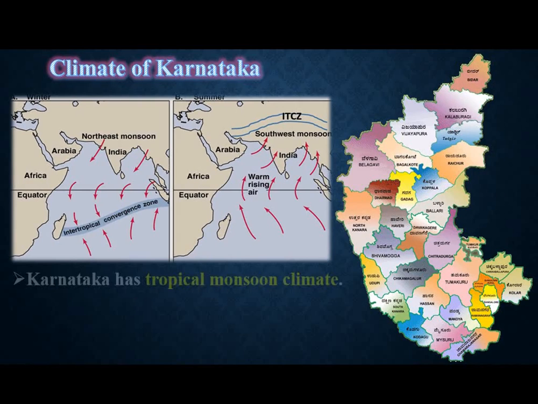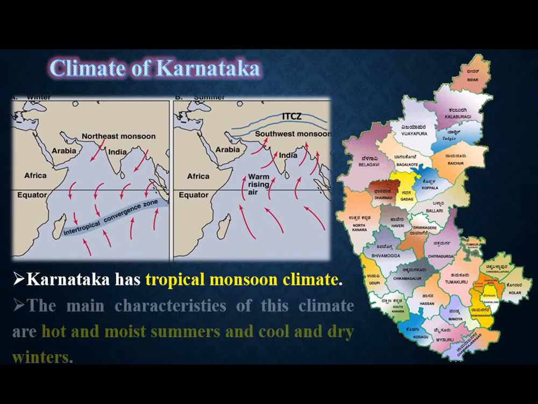So before we start this, students, the climate of Karnataka is a tropical monsoon climate. It is a tropical monsoon climate because the main characteristics of this climate are very hot and moist summers and cool and dry winters. So that's why we say Karnataka has a tropical monsoon climate, very hot in summer and very cool and dry in winters.